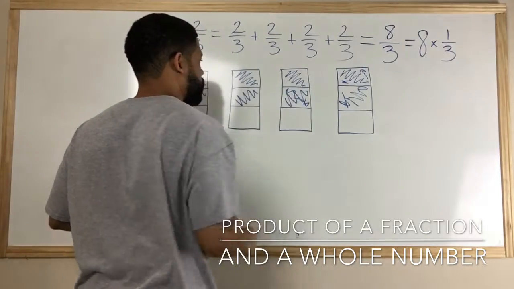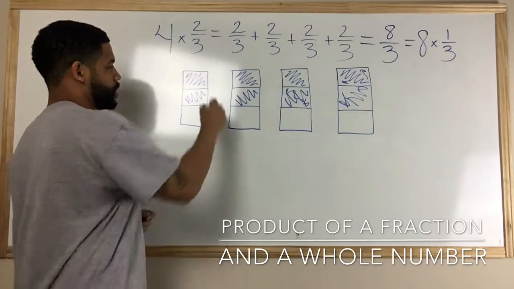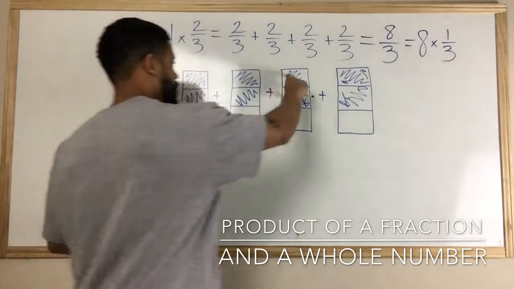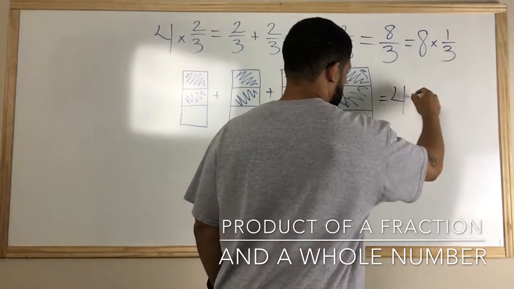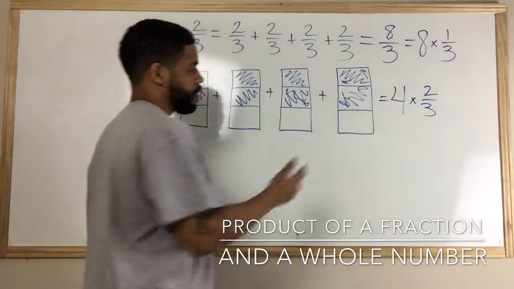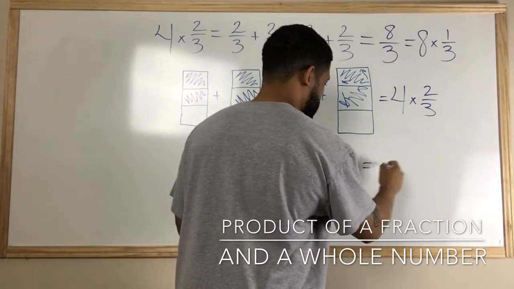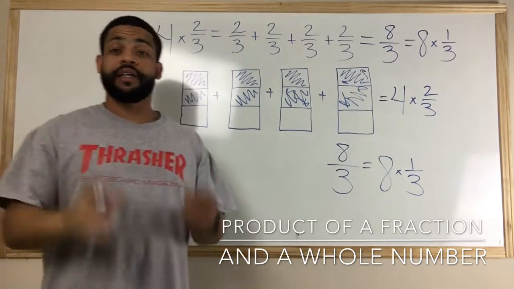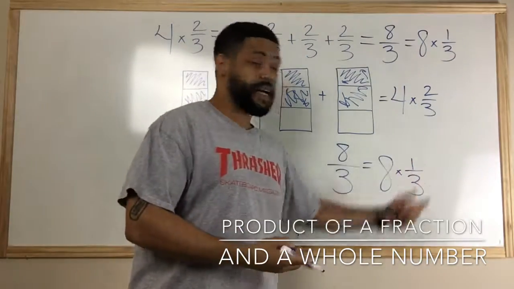All right? So 2/3, 2/3, 2/3, 2/3, okay? And if I actually add these up, I have 2/3, 2 more is 4, 6, 8, okay? So that gives me 4 times 2/3, okay? And actually that would give me a total of 8/3, which is the same thing as 8 times 1/3, okay? It is the same. So if I have 4 times 2/3, it's the same thing as having 8 times 1/3.